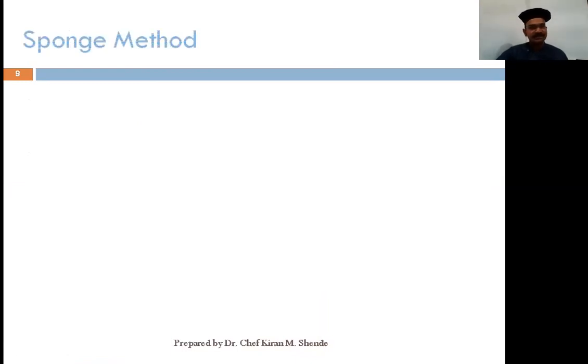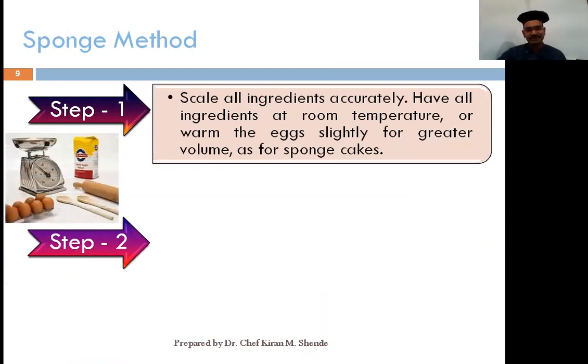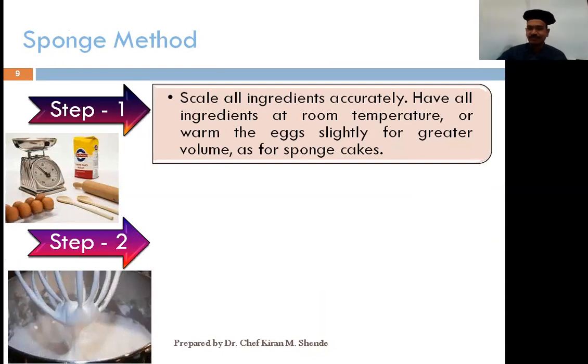The third and last method which I'm going to tell you is the sponge method of cookie making. A similar method is followed for cake making also. What happens in step 1? Scale all the ingredients correctly, have all the ingredients at room temperature. You can warm up the eggs a little bit so that a good volume is achieved, like for your sponge cakes. Step 2, what happens?